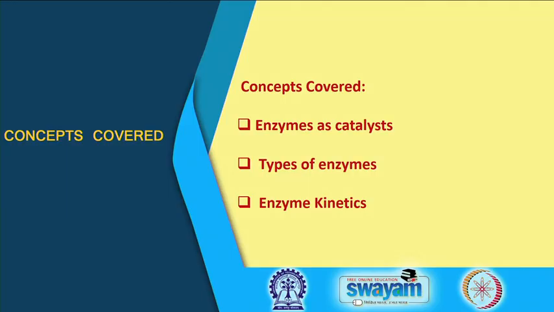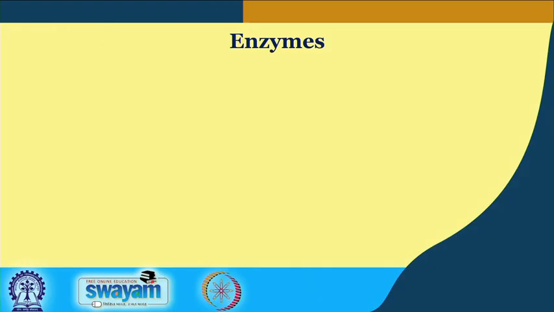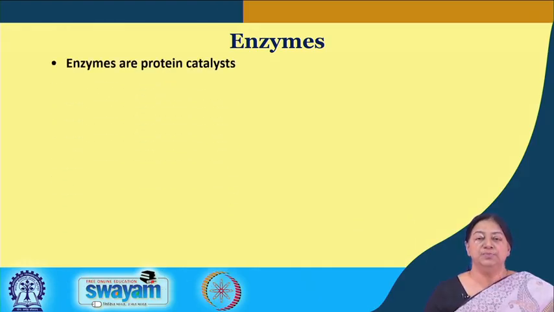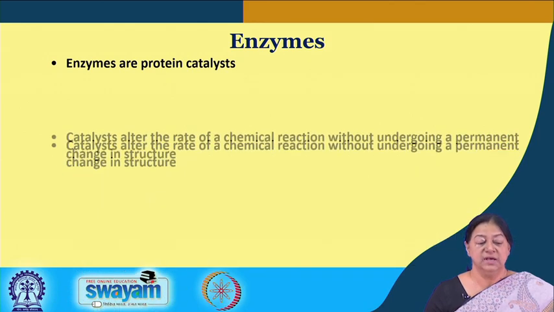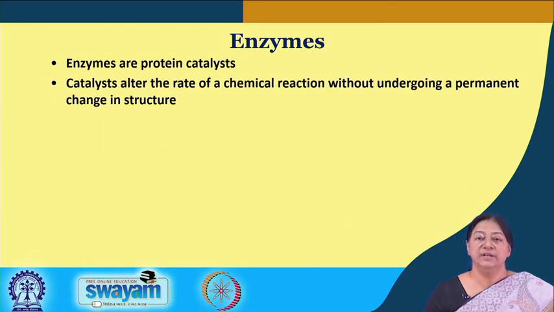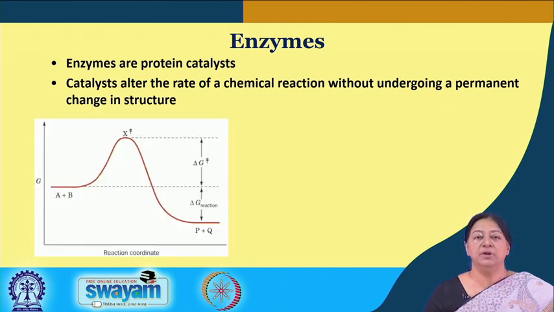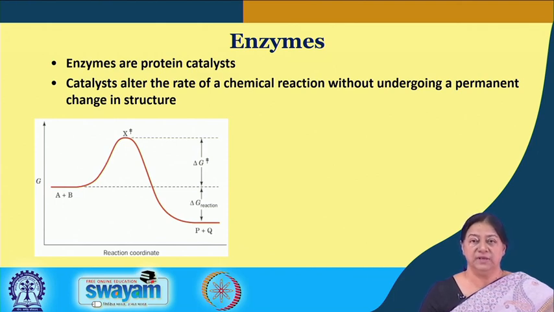So, when we consider enzymes in general, what we will study in this particular lecture is the enzymes as catalysts, the different types of enzymes, and enzyme kinetics in general. When we look at what enzymes are, these are protein catalysts, which means that they alter the rate of a chemical reaction, in this case a biochemical reaction, that will occur without a predominant change in the structure of the enzyme, which we will see as we go along.